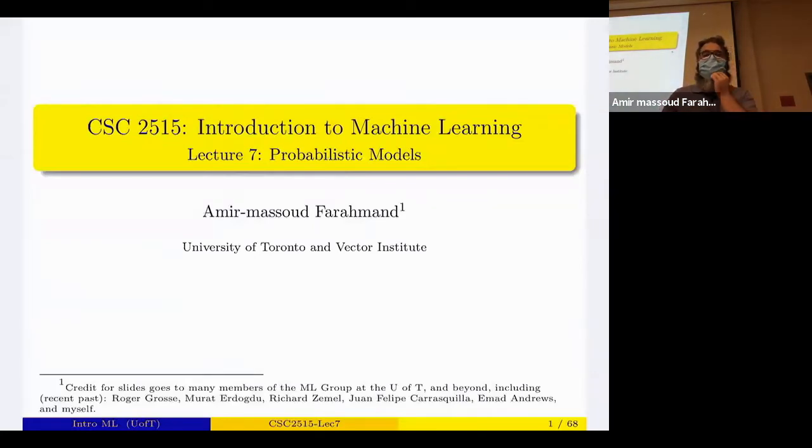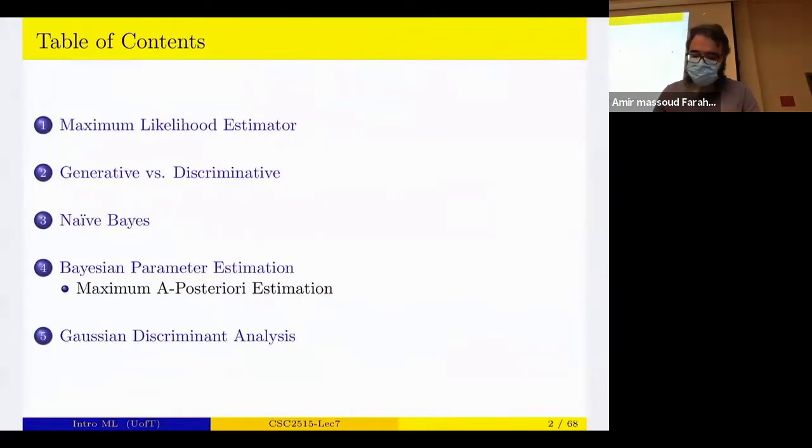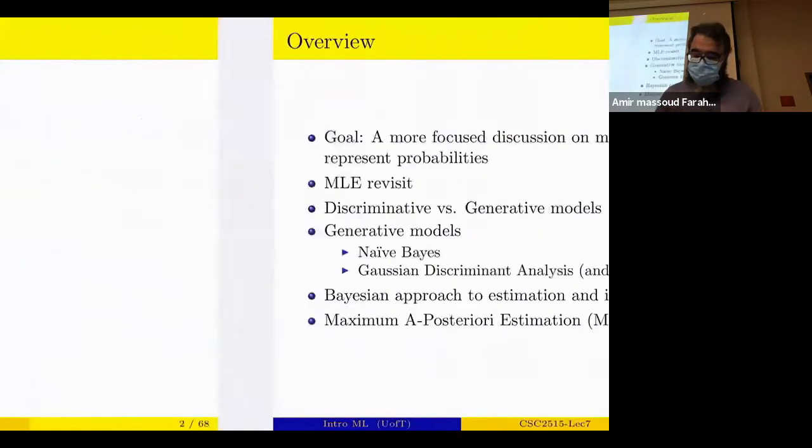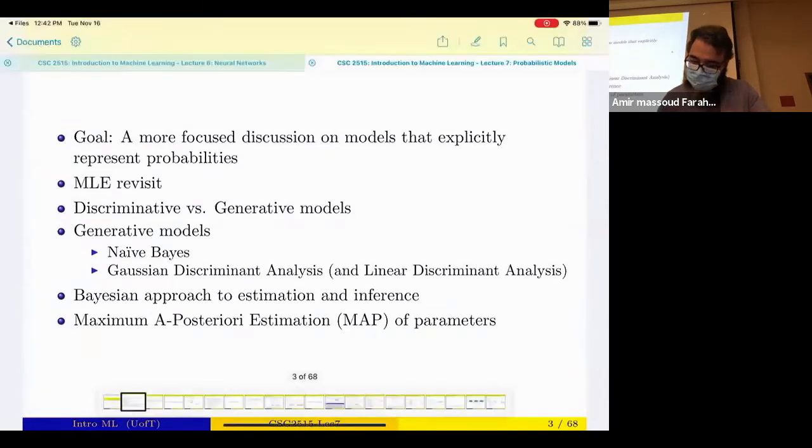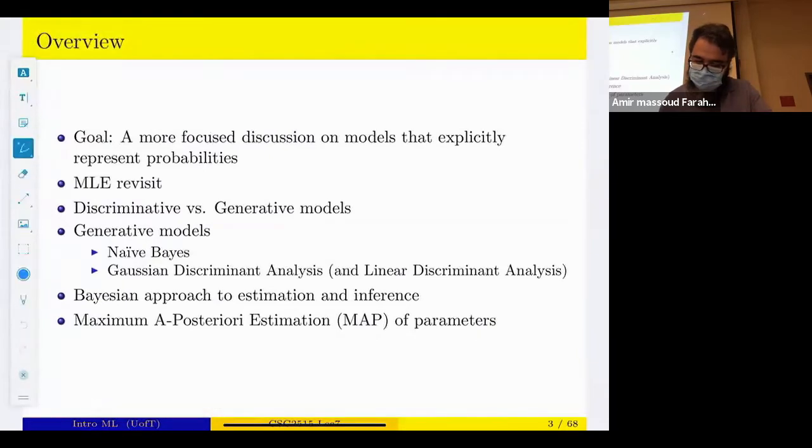The reason I don't give a one-sentence summary is that I talk about several different things. What I talk about today is a more focused discussion on models that explicitly represent probabilities. First, we revisit the maximum likelihood estimator. We have seen MLE before.